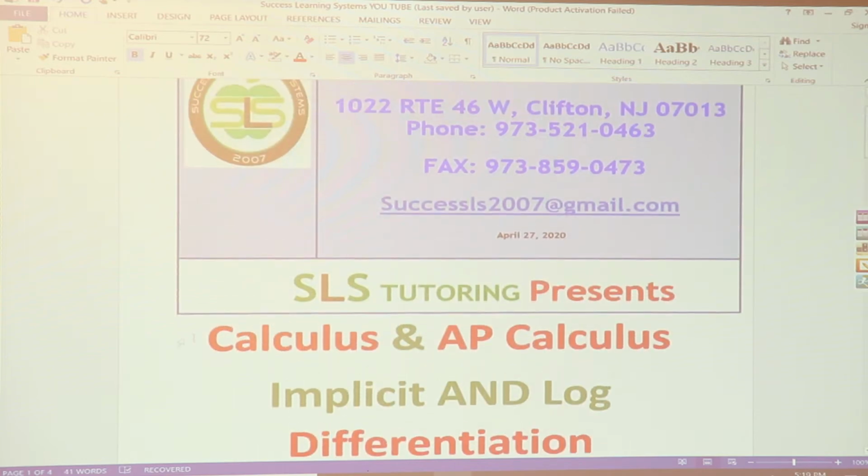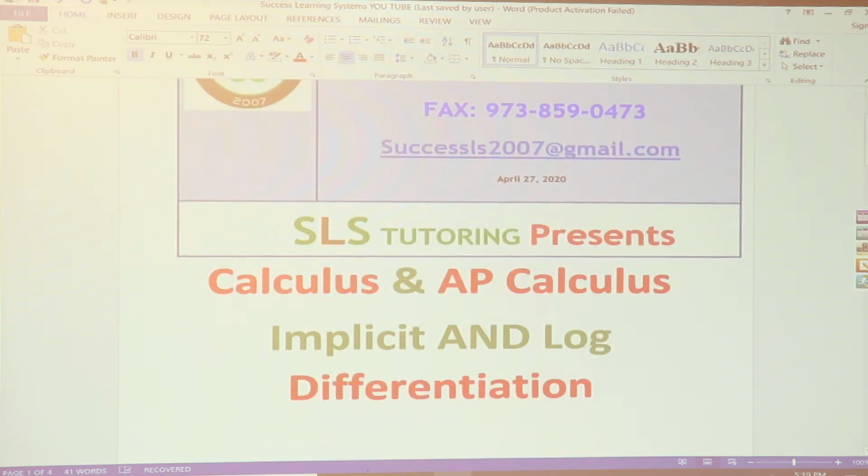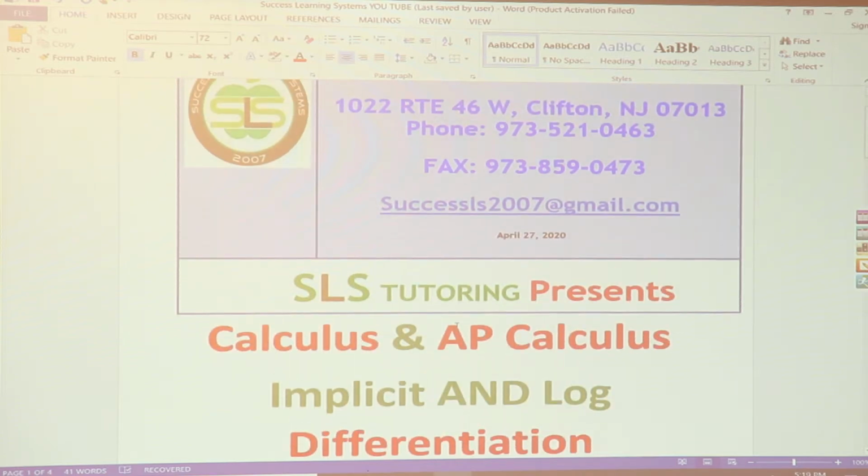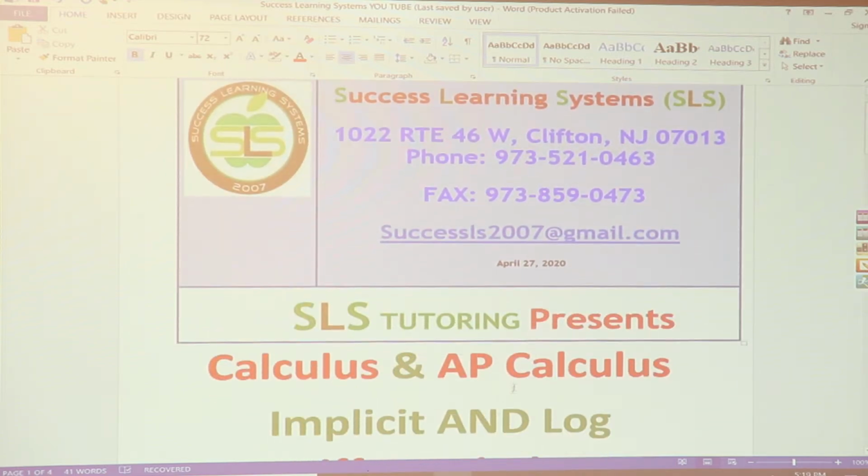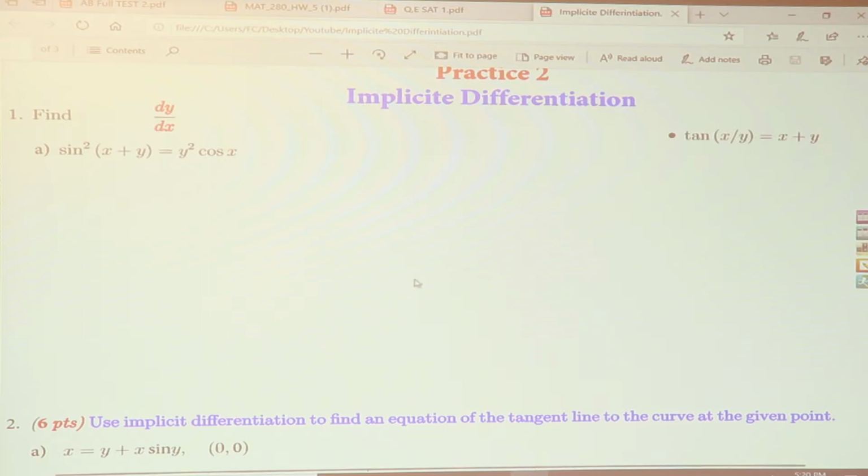Our class today is AB Calculus, implicit and log differentiation. We're going to practice some problems to master it. Okay, let us see what we have.